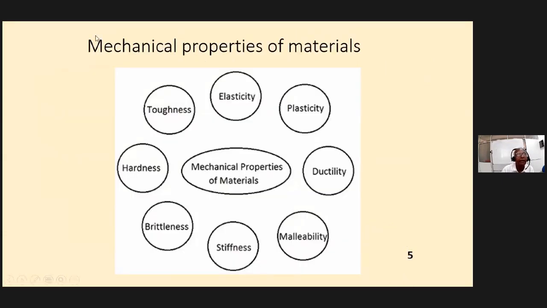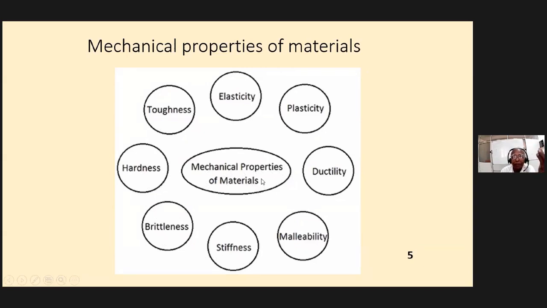Number 5. Mechanical properties of material. Mechanical properties: toughness, hardness, brittleness, stiffness, malleability, ductility, plasticity, elasticity. So these are the mechanical properties of material.